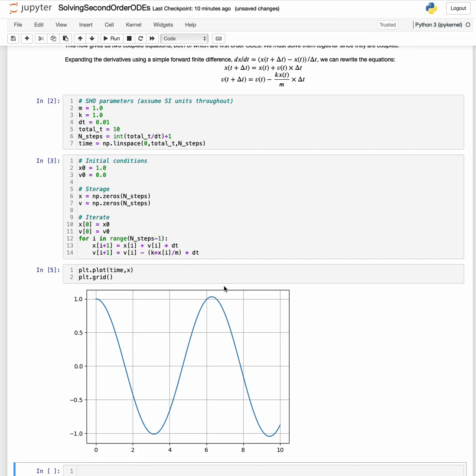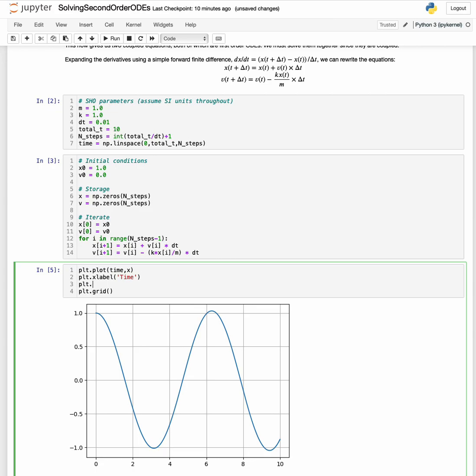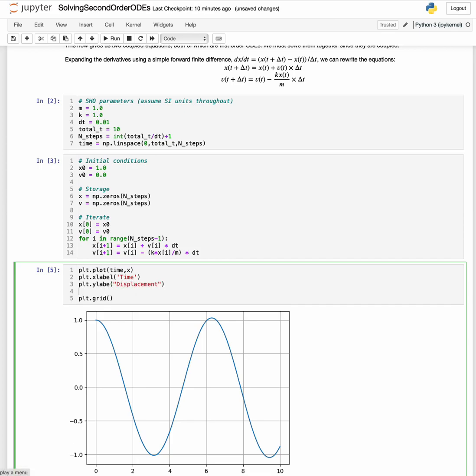We'll come back and look at that in a second. Let's put some labels on our graph. X label should be time, the y label will be displacement. And we'll put a title as well. Once I've fixed the y label command, title is going to be, let's say, motion of the SHO from Euler.